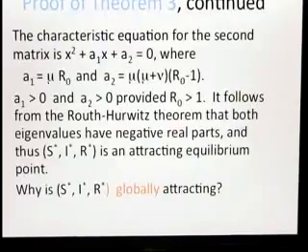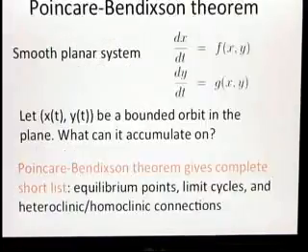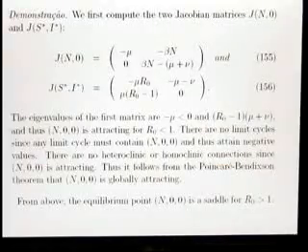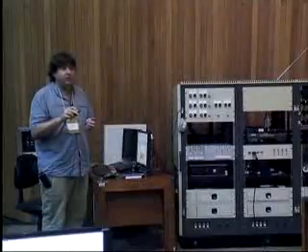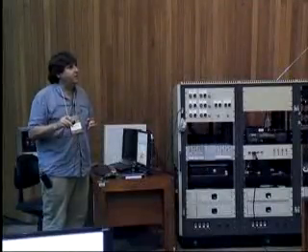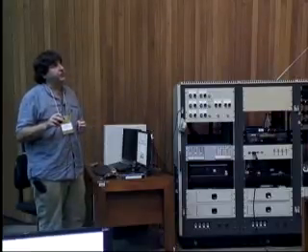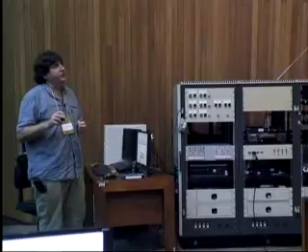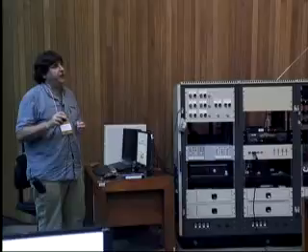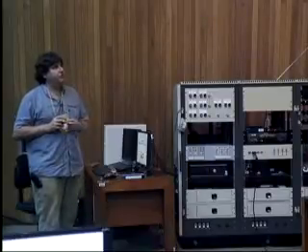Okay, so let's go back to the proof. Now we're studying the second equilibrium point, the so-called endemic equilibrium point. We write down the characteristic equation, and it is of this form, x squared plus a1x plus a2, where a1 is this and a2 is this.